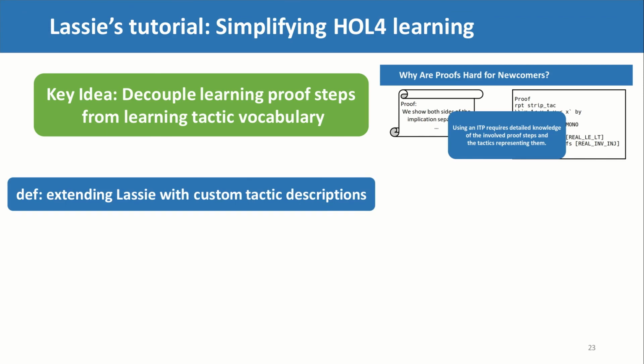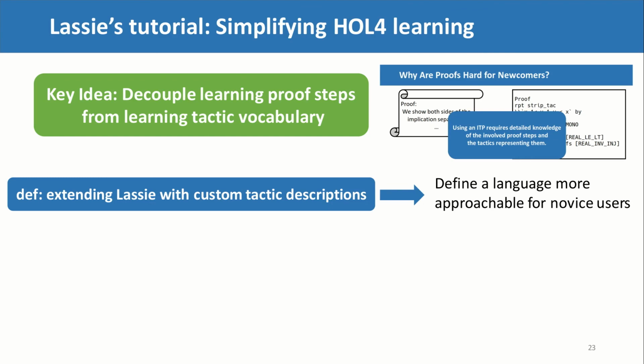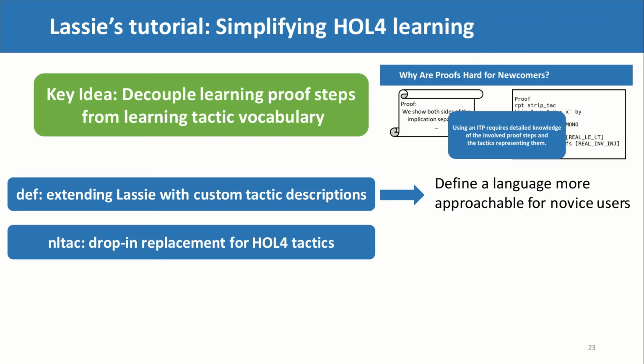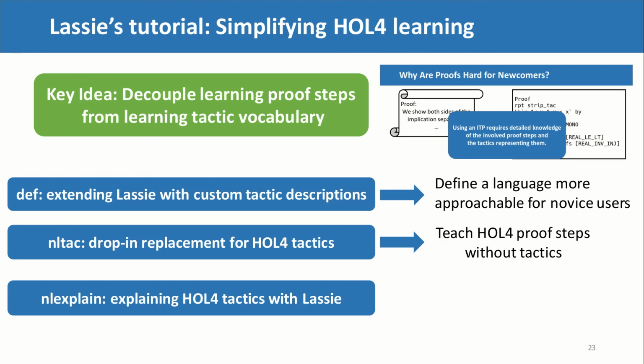First, we will use the def function to define a language which is, in our opinion, more approachable for novice users. Using nltac, we can then use our previously defined language to teach HOL4 proof steps without having to care about the actual underlying HOL4 tactics. And in a final step, we can then use the nlexplain to teach the HOL4 tactics without caring about the proof steps because they have already been performed in the nltac step. Our tutorial is available on GitHub, and I would like to now highlight some of the definitions from our language.